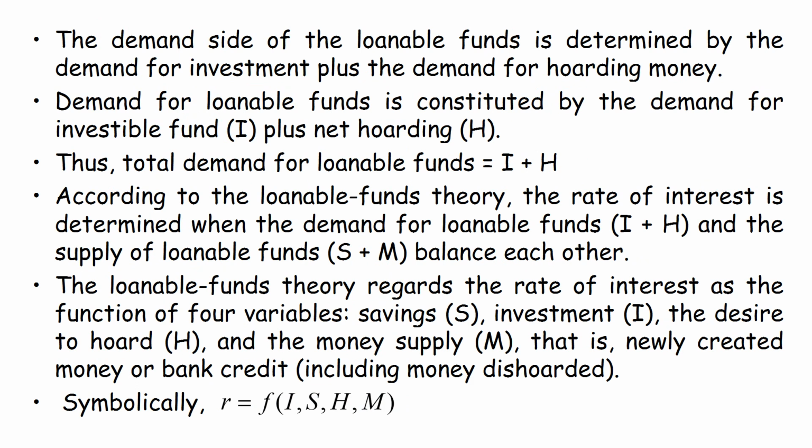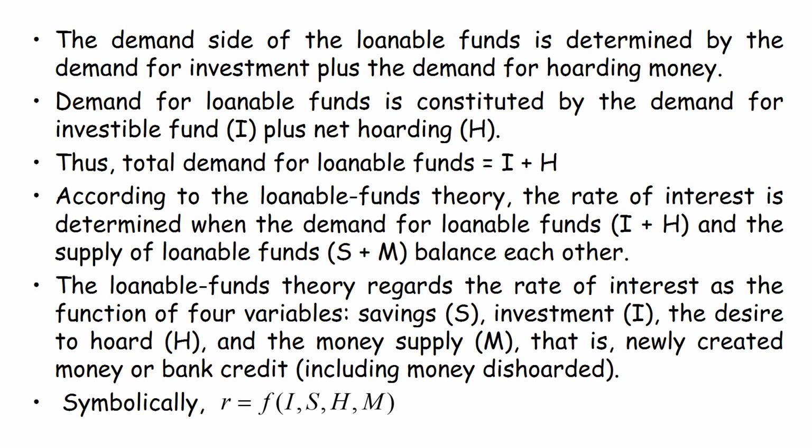The demand side of the loanable funds is determined by the demand for investment plus the demand for hoarding money. So, demand for loanable funds is constituted by the demand for investable funds I plus net hoarding H. Thus, total demand for loanable funds is equal to I plus H. According to the loanable funds theory, the rate of interest is determined when the demand for loanable funds, that is I plus H, and the supply of loanable funds, that is S plus M, balance each other.